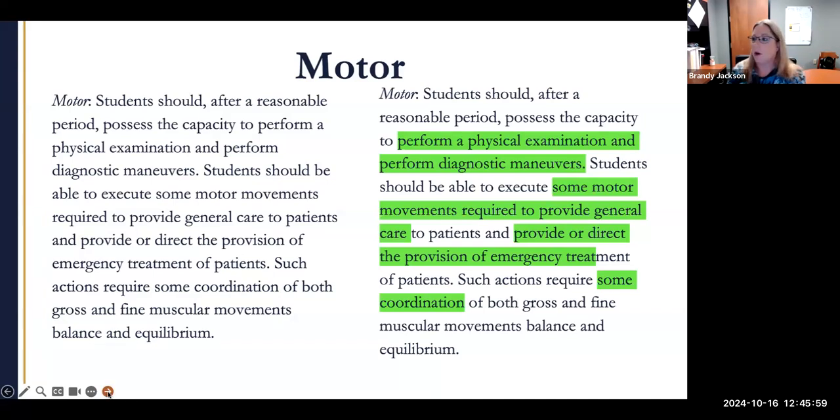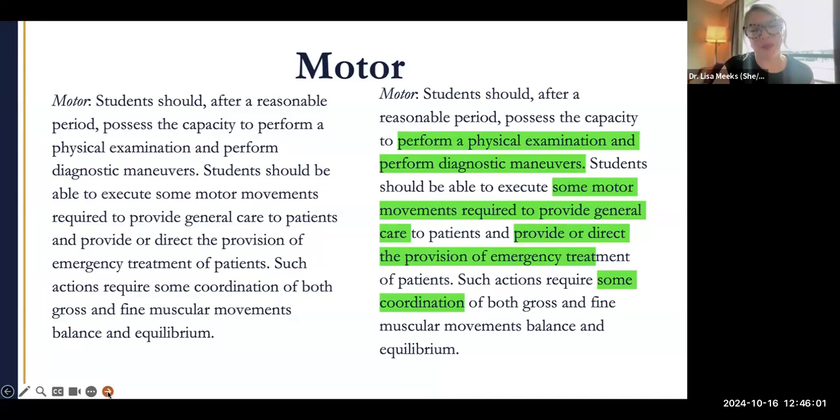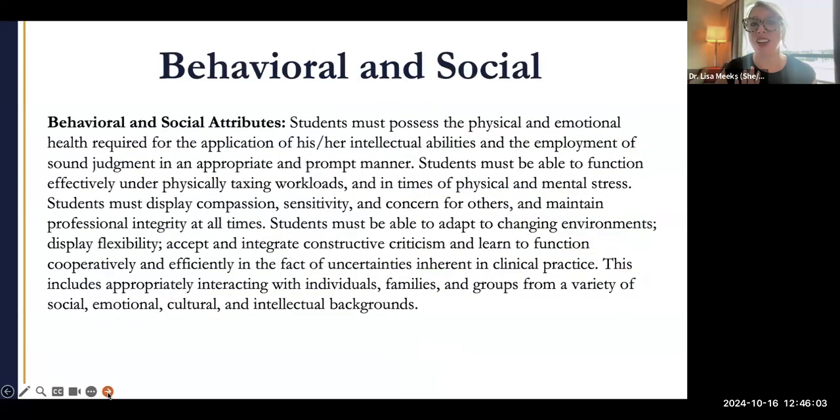Now over to Lisa for our final domain. Thanks so much, Brandi. This is such a fantastic group. So the final domain that many people use is behavioral and social attributes. This could also be ethics, behavioral and ethics. I've seen it termed a number of different things.